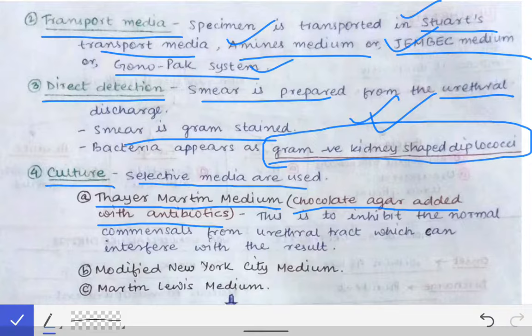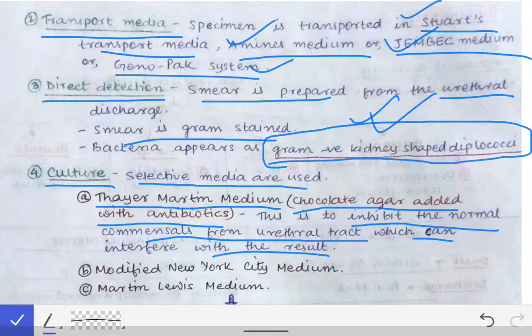And why do we use this? Because the antibiotics inhibit the normal commensals from the urinary tract. We know that the urethral tract contains many bacteria. They also come out with the urine or with the discharge that we collect for the diagnosis. So we have to remove those commensals first, otherwise they will grow and lead to false results. That's why we use the antibiotics to inhibit those commensals which can interfere with the results.